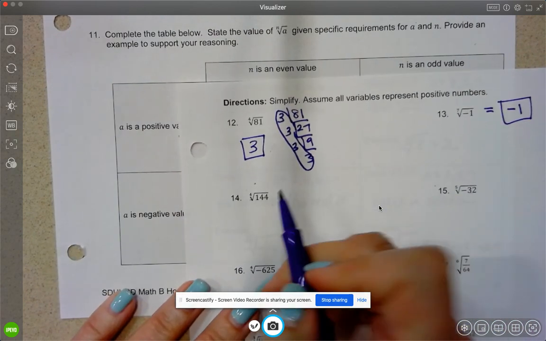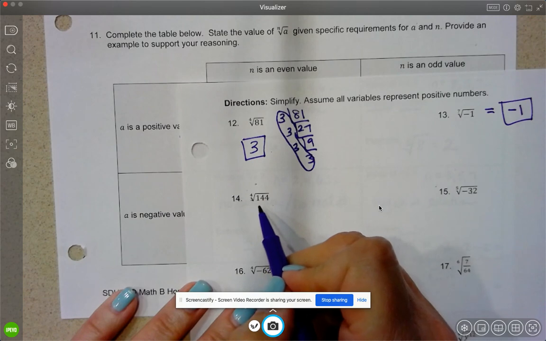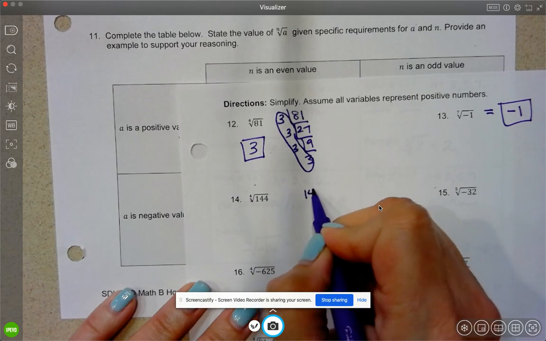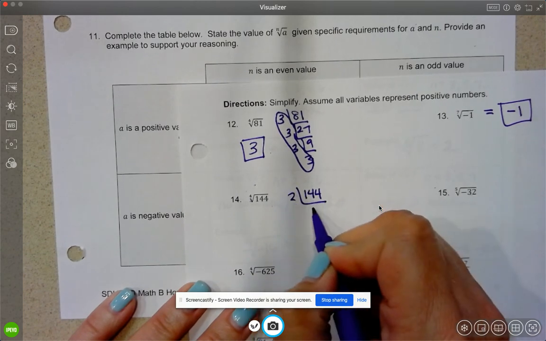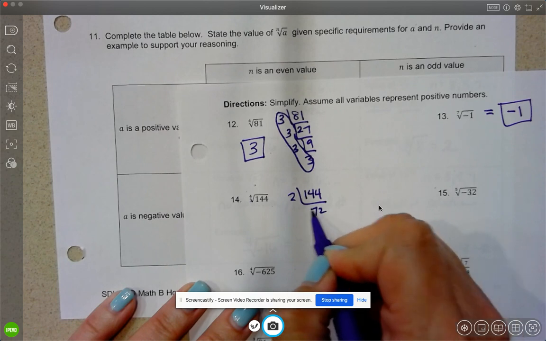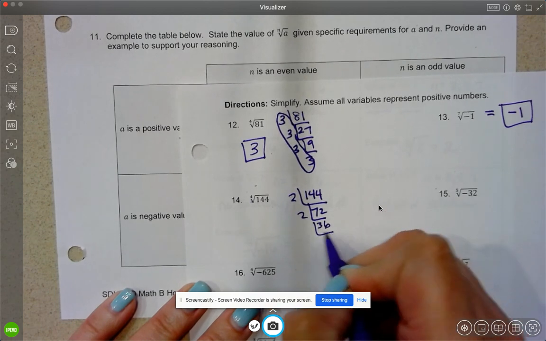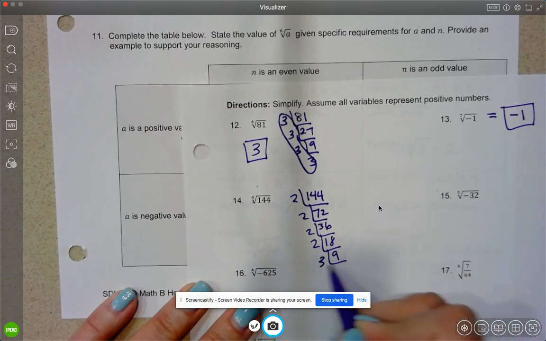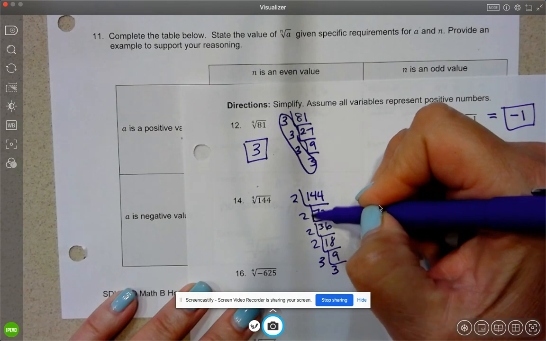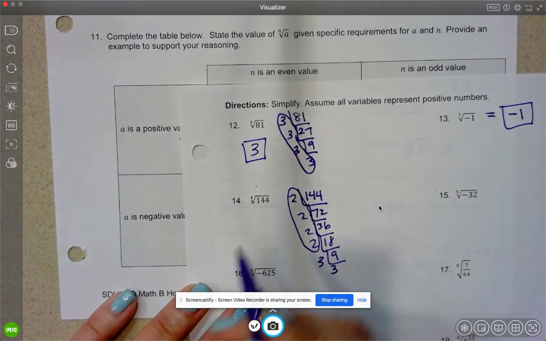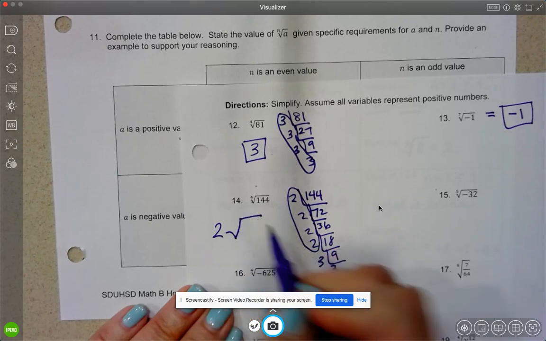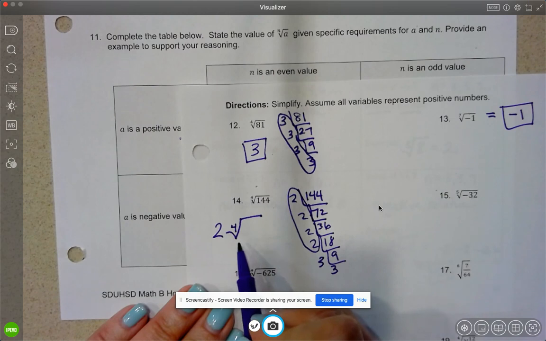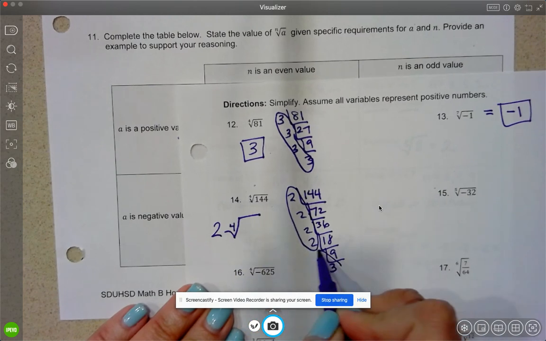Okay, here I have a positive number and an even index. So I'm going to look for groups of 4. So I have 144, I can divide by 2, get 72, divide by 2, 36, divide by 2, get 18, divide by 2, 9. Well, then I have to divide by 3. Okay, here I have a group of 4 2s. They're going to go on the outside, 2. And then, since I have something left on the inside, I have to put this radical and put my 4 there. And what do I have left on the inside? I have 3 times 3, so that's 9.